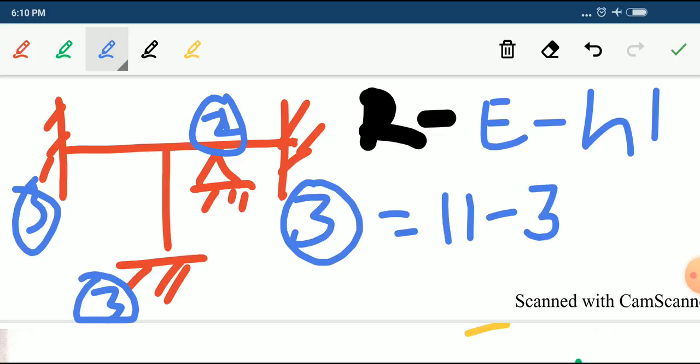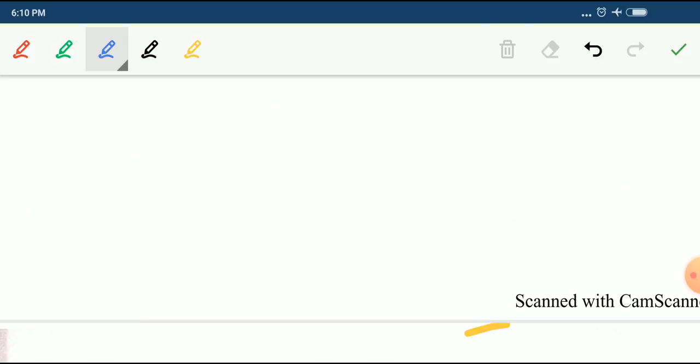So is there any internal hinge there? No. So what is the value here? 11 minus 3, that is equal to how much? 8. Okay, 11 minus 3 is equal to 8. Okay, the last problem we will solve.